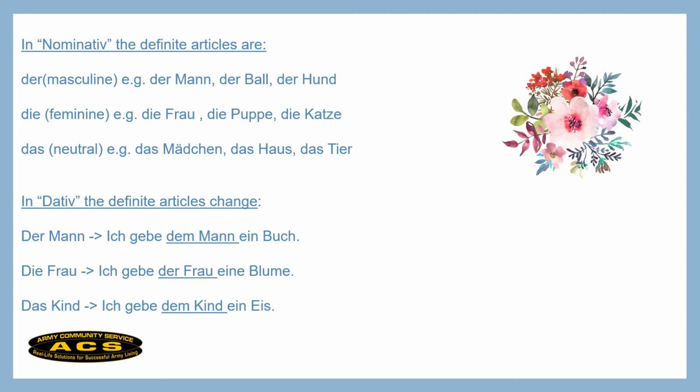Ich gebe dem Mann ein Buch. Die Frau turns into der Frau. Ich gebe der Frau eine Blume. Das Kind also turns into dem. Ich gebe dem Kind ein Eis.